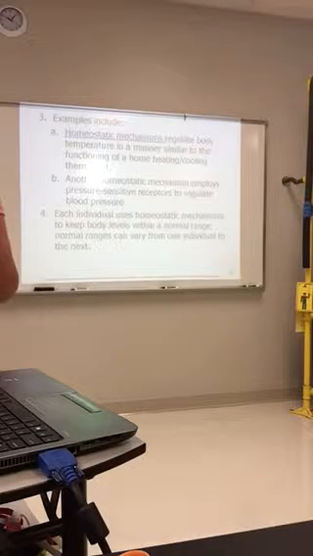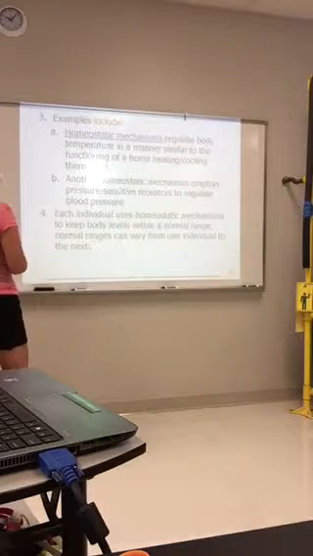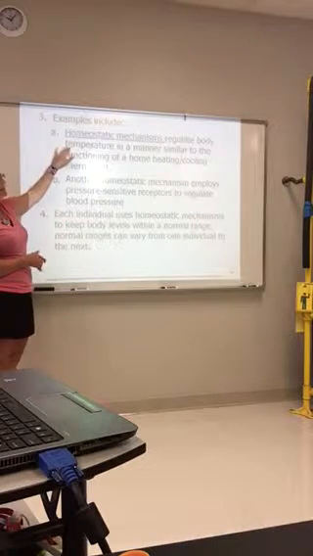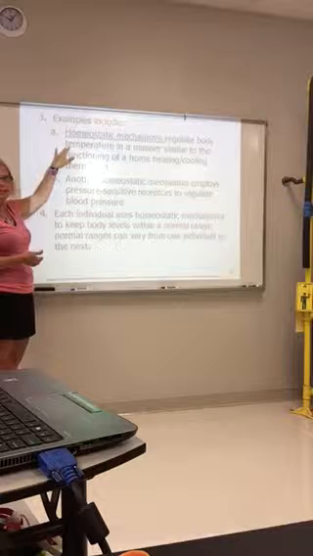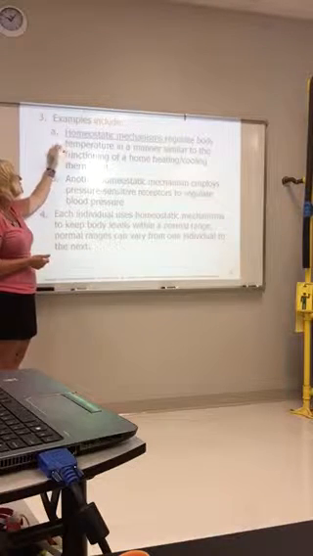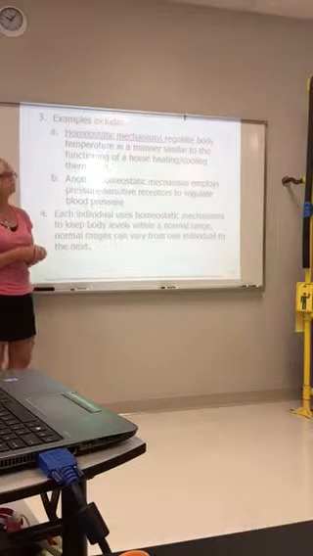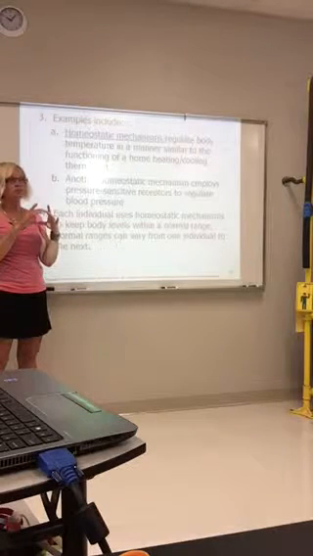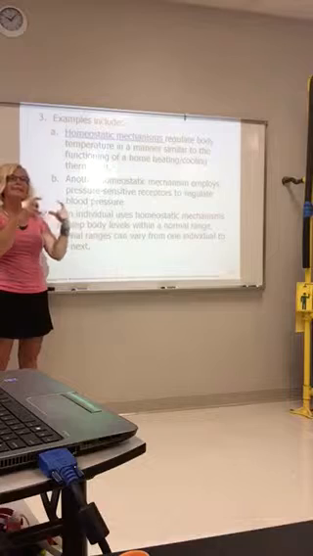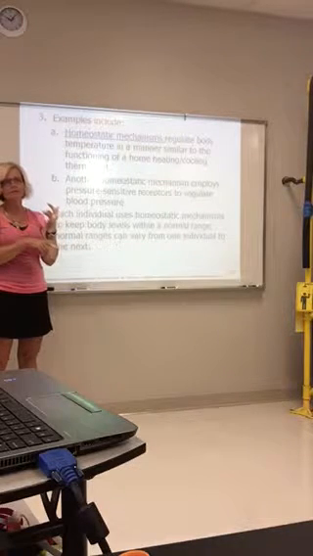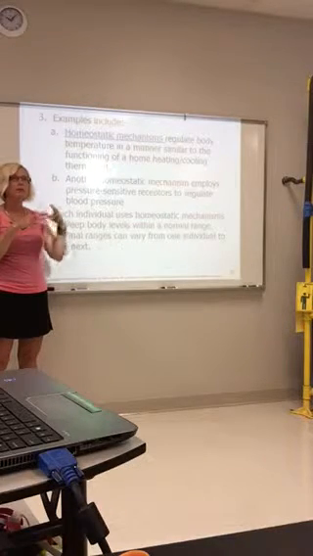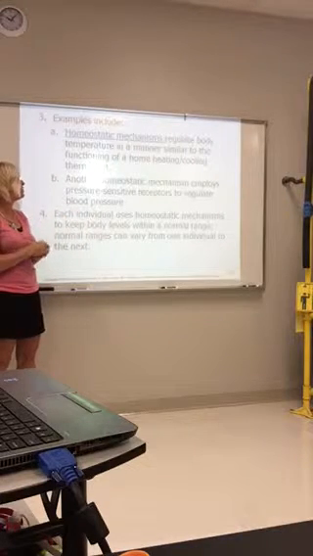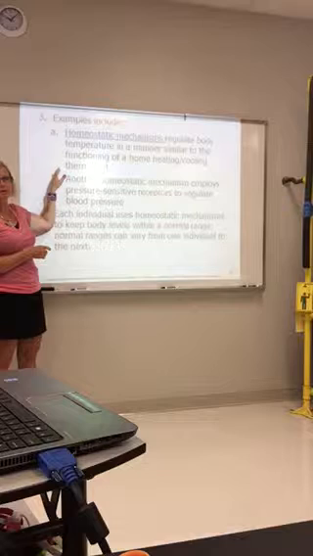So, actual examples of homeostasis. Homeostatic mechanisms regulate body temperature. Body temperature is an easy one to relate to, and it's very similar to a thermostat in your house. If you have a digital thermostat and you set that temperature at 70 degrees, either the air will kick in if it gets too hot, or the heat will kick on if it gets too cold. Your body works very much the same way.